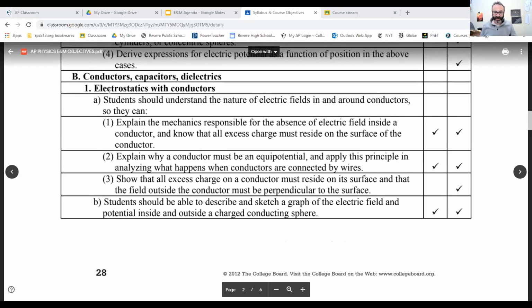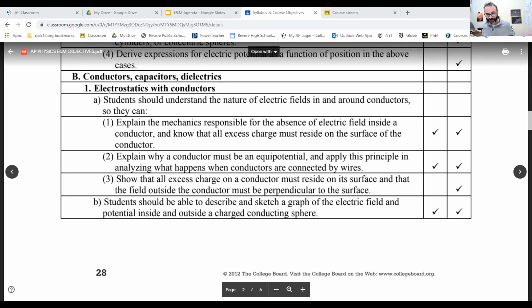We want to explain why a conductor has to be in equipotential, and use it to analyze what happens when we connect conductors by wires. We want to be able to show that all excess charge on a conductor must be on its surface, and so that the field outside the conductor must be perpendicular to the surface.